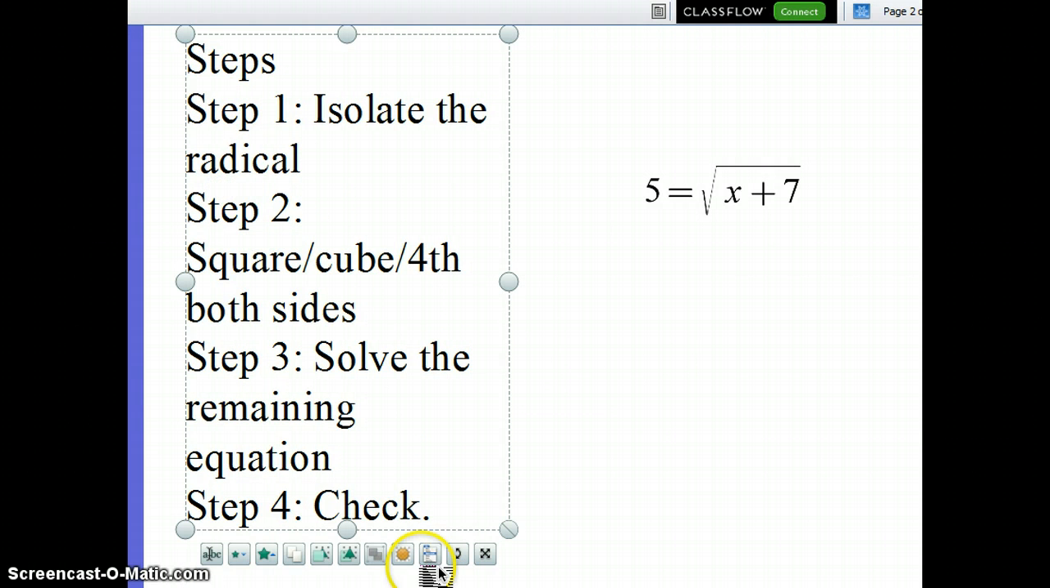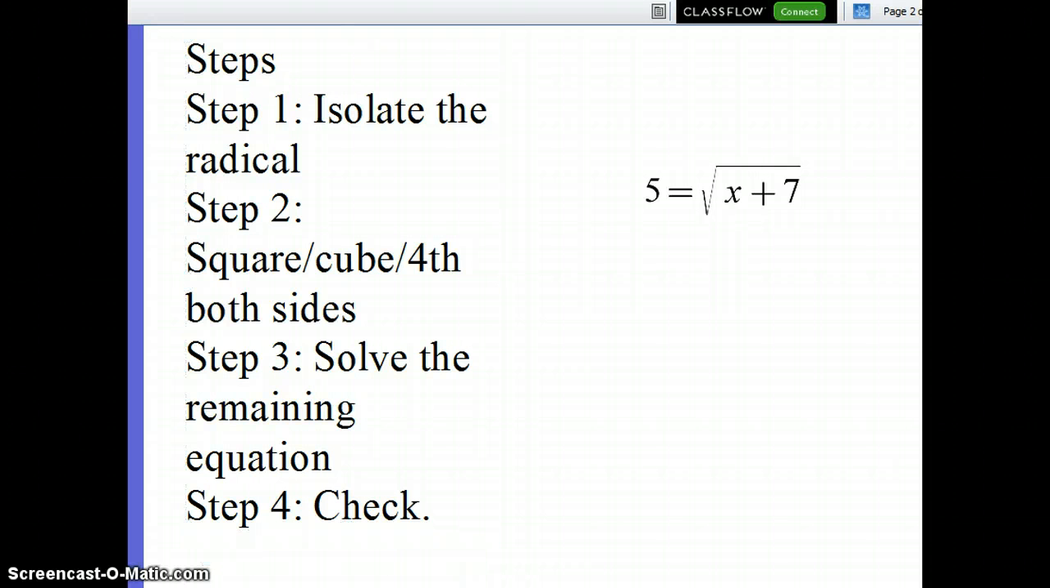Okay, so we are going to start by solving this one over here. 5 equals the square root of x plus 7. And you guys already have the radical isolated. What I mean by that is that the thing that has the square root right here already is by itself. It's not divided by anything, it's not multiplied by anything, it doesn't have a plus. So step 1 is pretty much done.